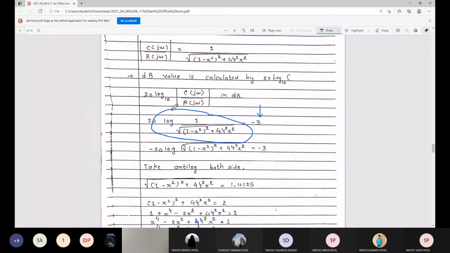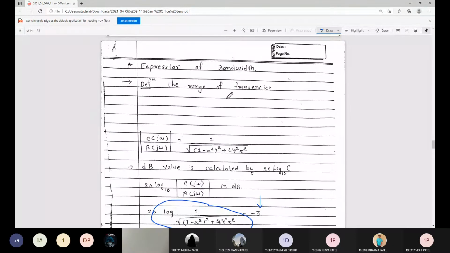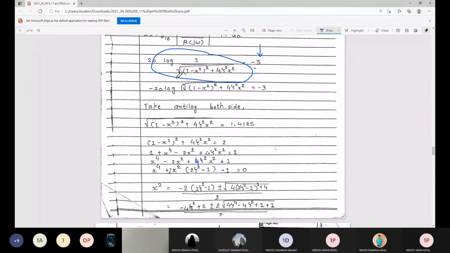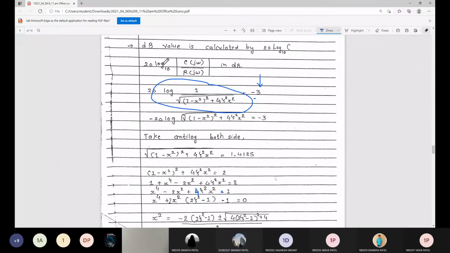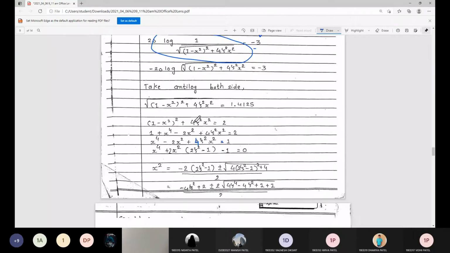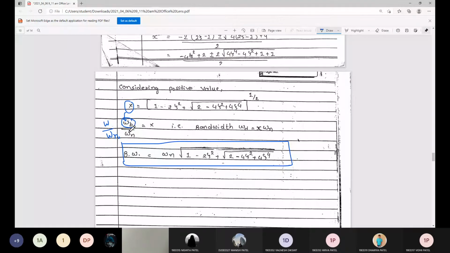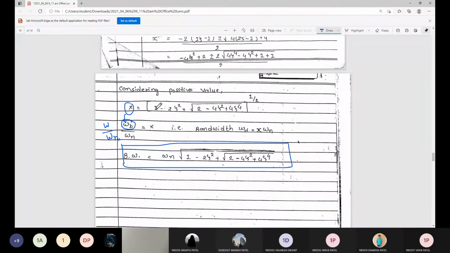For bandwidth, again, we derived the formula and we have taken the definition of bandwidth. It is the range of frequency at which the value of the closed loop transfer function is 3 dB down from its zero frequency value. So 3 dB down, so we consider it as minus 3. Whenever we find the magnitude, it will always be expressed in terms of dB, so we take 20 log of that function. We put this function, take the anti-log, and find the value of x. What is x? It is nothing but omega by omega n, but we are talking about minus 3.